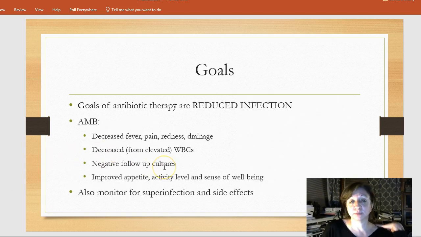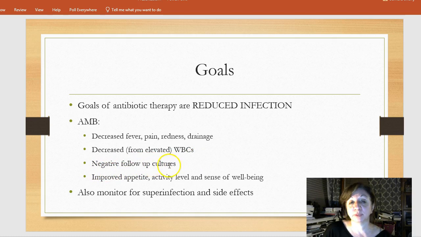So again, here are some goals. If we have a patient on an antibiotic, we want to obviously have the infection go away. And these are some things to think about. Do they have decreased fever, pain, redness, drainage? Are their white blood cells going down?